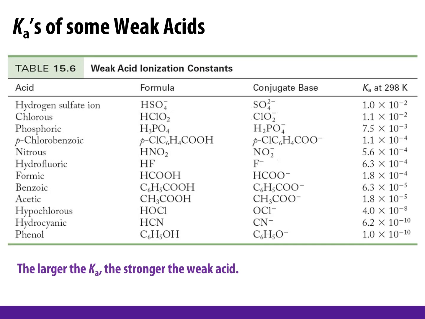If you're not sure if something is a weak acid, just look it up on this table to find its Ka, and that's a good way to verify that yes, this is in fact a weak acid, right? HF is a weak acid, whereas HCl doesn't show up on this chart because it's a strong acid.